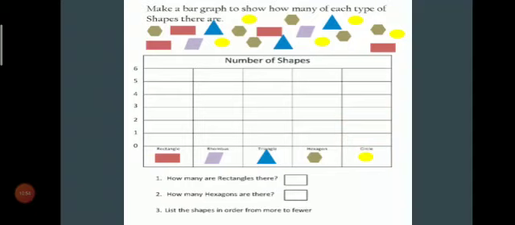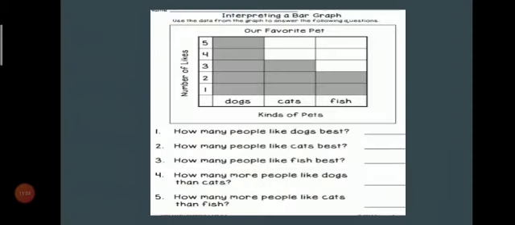At the end, you are going to give me the answer. You can also, students, draw the same table on your loose sheet, and you can make the boxes. You can do colors in it. Questions. How many rectangles are there? Just give me the answer. How many hexagons are there? List the shapes in order from more to fewer. It means greatest number to the smallest. Which one shape has the most numbers? After this, you will go downward. Now move on to the next question.